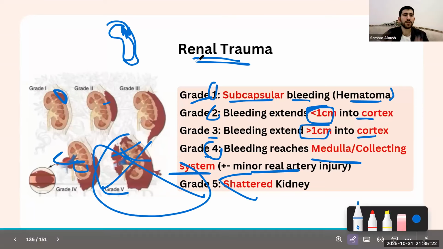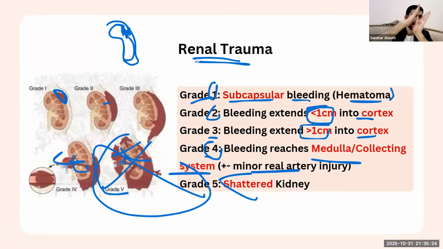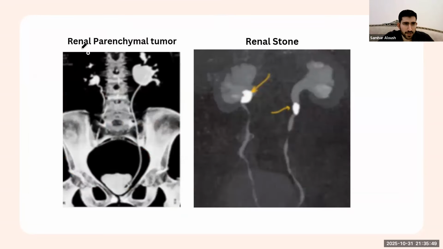Renal trauma, grade 1, subcapsular hematoma. So it's between the kidney and the capsule, okay? Grade 2, it started to reach the kidney, so it's below 1 centimeter into the cortex. Grade 3, more than 1 centimeter into the cortex. Grade 4, it reached the medulla, which is the middle of the kidney, and the collecting ducts, arteries, and whatever. Grade 5, shattered kidney, completely destroyed, okay? I hope it's clear. Now we have important pictures also.